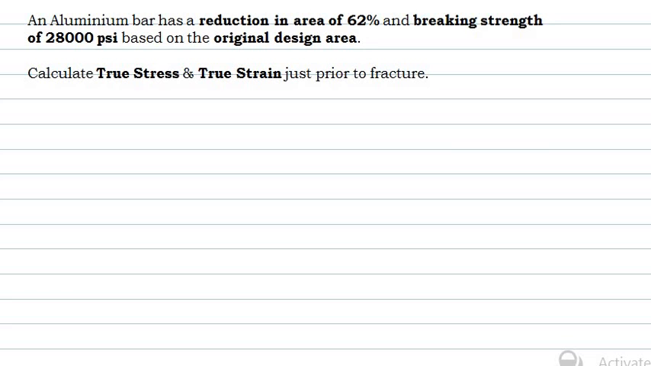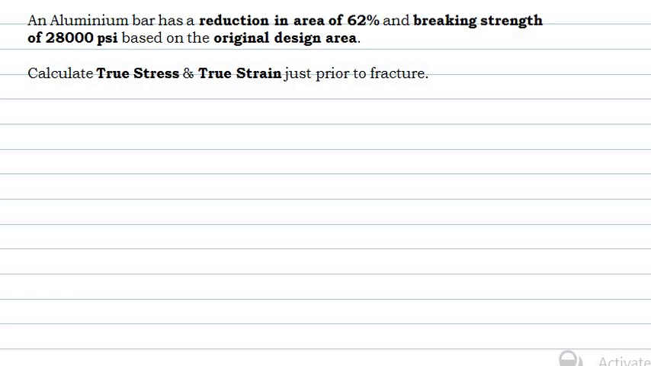From this question, you can see that we were not really given any specific values of length or load or area or anything like that. Instead, we're given a reduction in area of 62%. We're given a breaking strength of 28,000 pound per square inch, and we're told that it's based on the original design area. So of course, this is an indirect question.